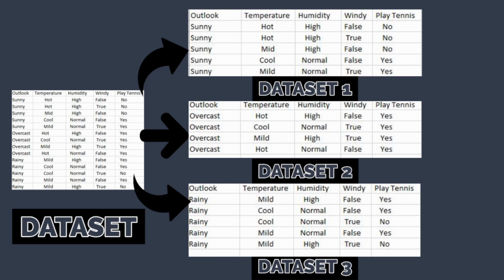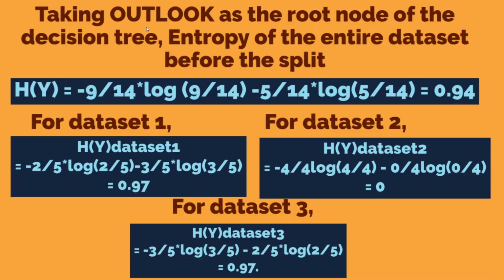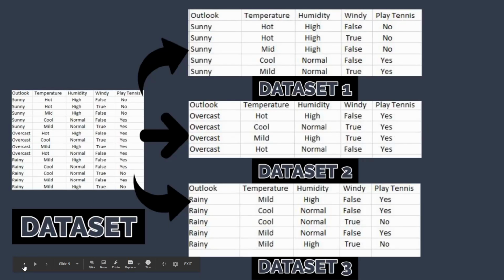At the root node, it is given that entropy is 0.94. So we are taking outlook as the root node of the decision tree. The entropy of the entire dataset before the split is this, and this we are getting by this. Let me show you. You can see that we have 9 positive points, which have a value of yes for play tennis, and 5 negative points, which have a value of no for play tennis.